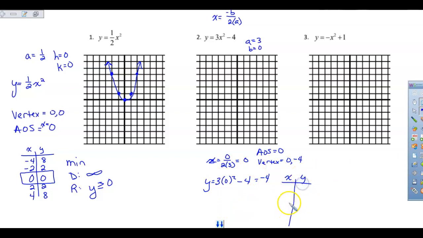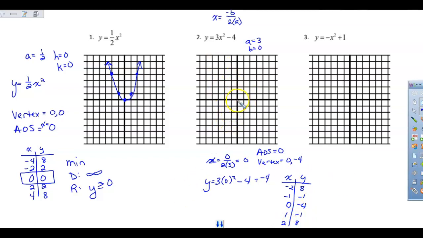If I use negative 2, negative 1, 0, 1, and 2, I plug in. Negative 2 times negative 2 is 4. 4 times 3 is 12. 12 minus 4 is 8. Negative 1 times negative 1 is 1. 1 times 3 is 3. 3 minus 4 is negative 1. There are my 5 points.